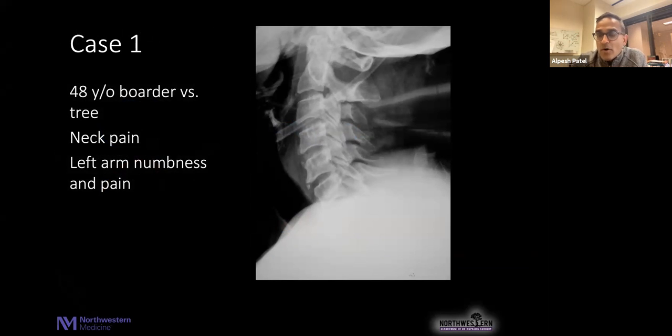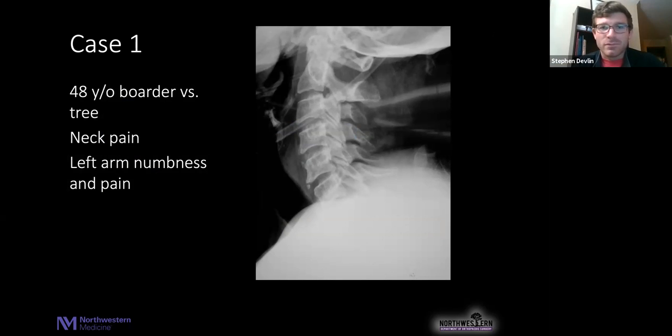So this was another old patient of mine. And I saw Steve Devlin on the line, who's our junior resident, so I get to call on him. This is a case of a 48-year-old snowboarder who hit a tree and came in with neck pain and left arm pain and numbness. So Steve, what do you think about this x-ray?